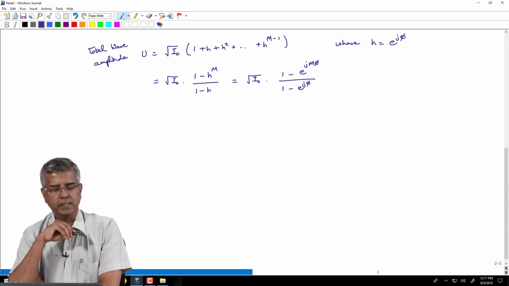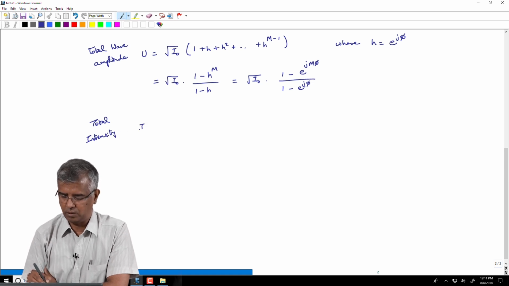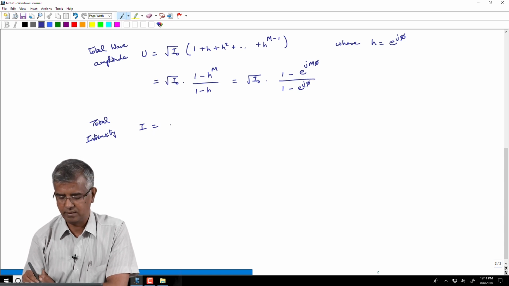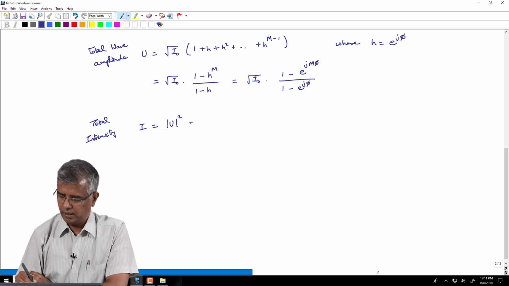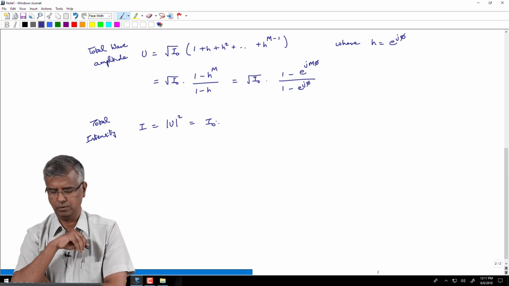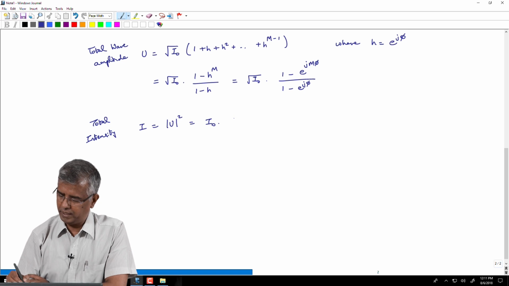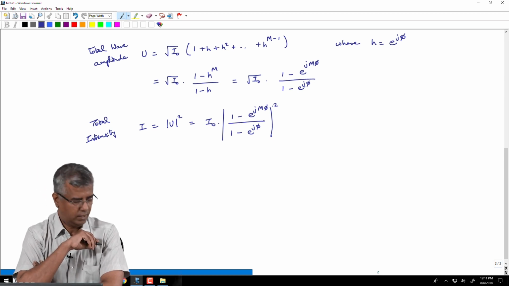Now what we are interested in is the total intensity, that's what we are observing at that observation plane. So the total intensity I is what? It's the magnitude of U square. So if I do a magnitude of U square, that I naught term will fall off, okay. And what I'll be left with is 1 minus e power j M phi divided by 1 minus e power j phi, magnitude of that the whole square, right.